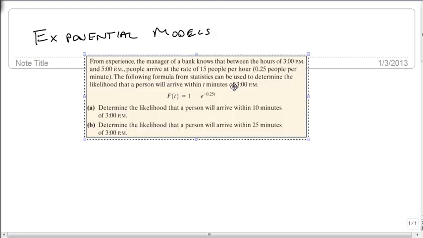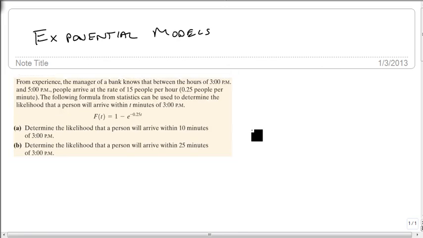Now going to look at exponential models, story problems involving exponentials. And the first one that we're going to look at is a banking problem. From experience, the manager of a bank knows that between the hours of 3 p.m. and 5 p.m., people arrive at the rate of 15 people per hour, or about 0.25 people per minute.